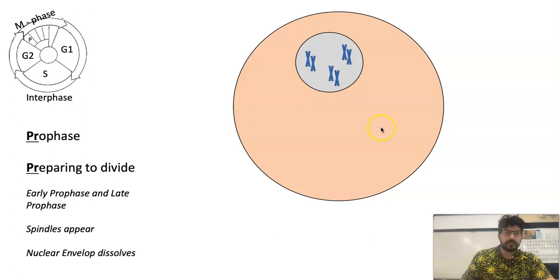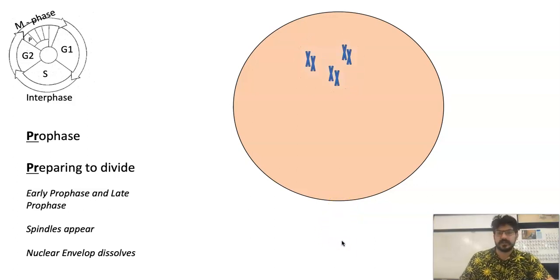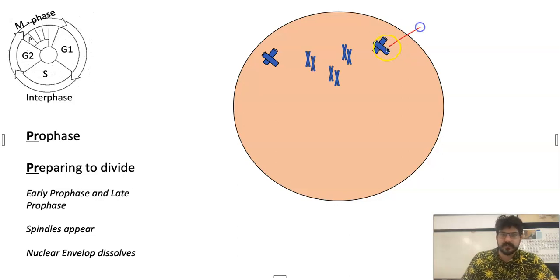So during prophase, spindle fibers appear along with centrioles, and the nuclear envelope disappears. So the nucleus, or the nuclear membrane, that's referred to as the nuclear envelope, dissolves, disappears, and these centrioles appear. During the rest of the stage, these are your centrioles.